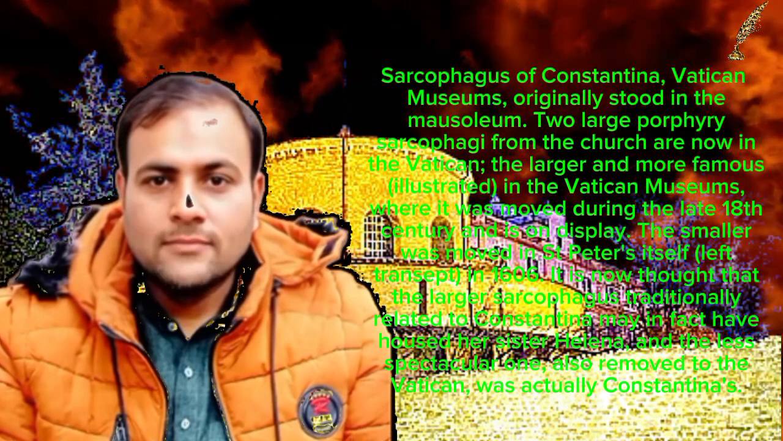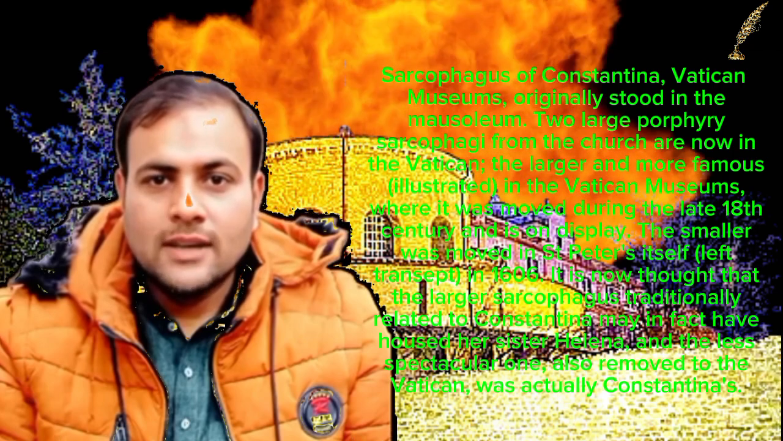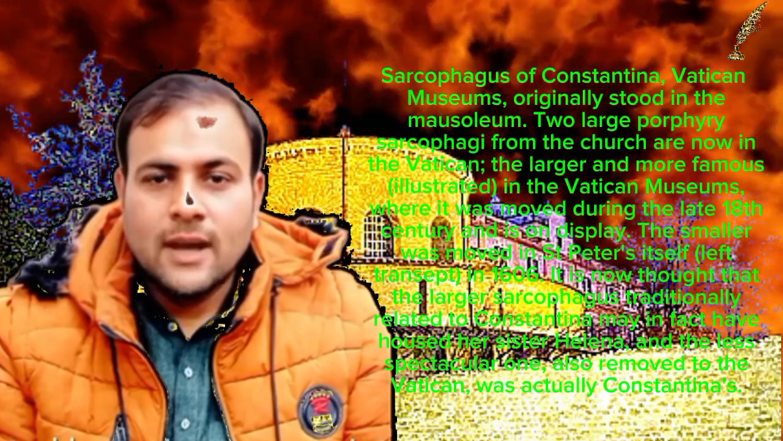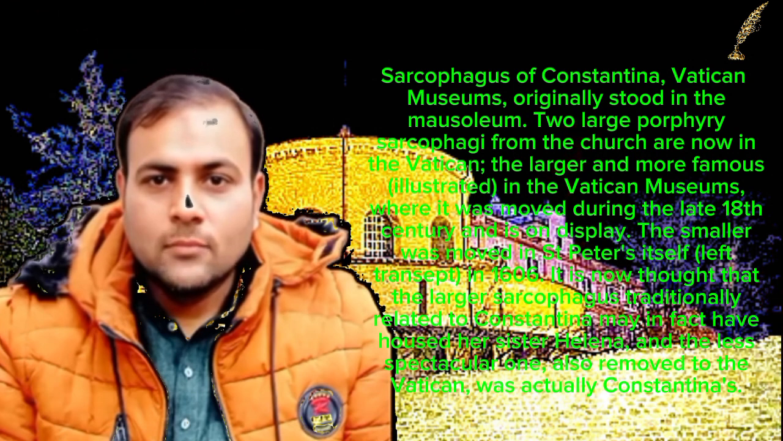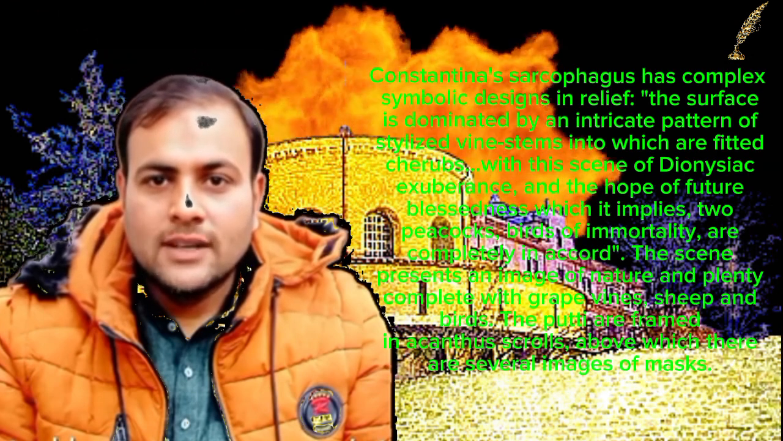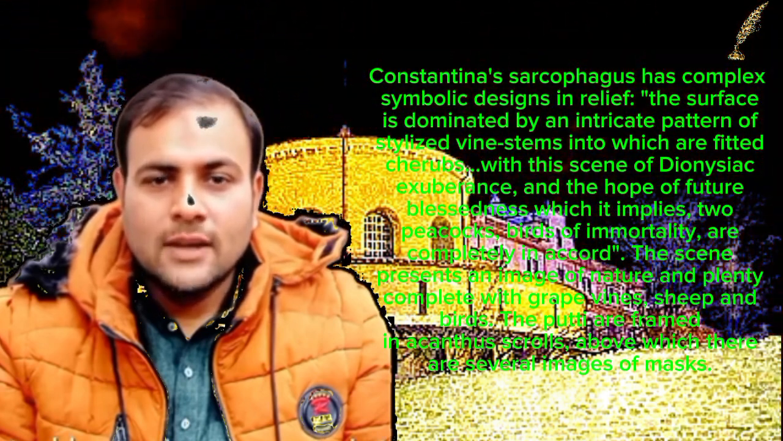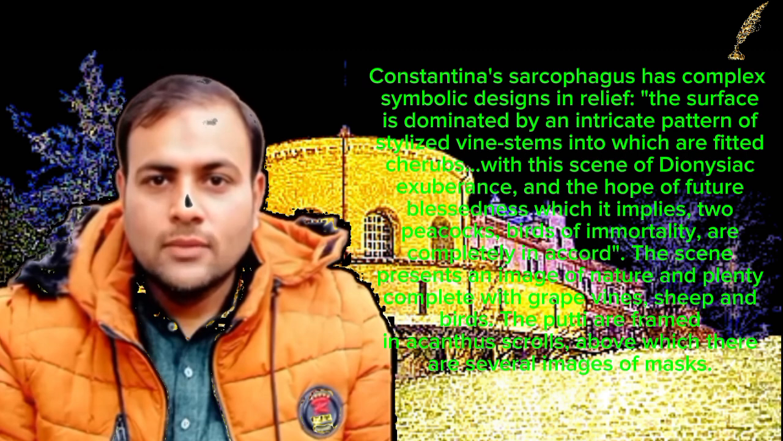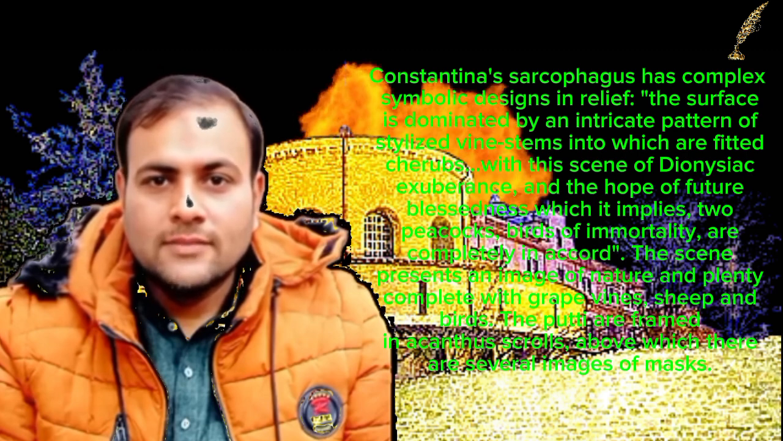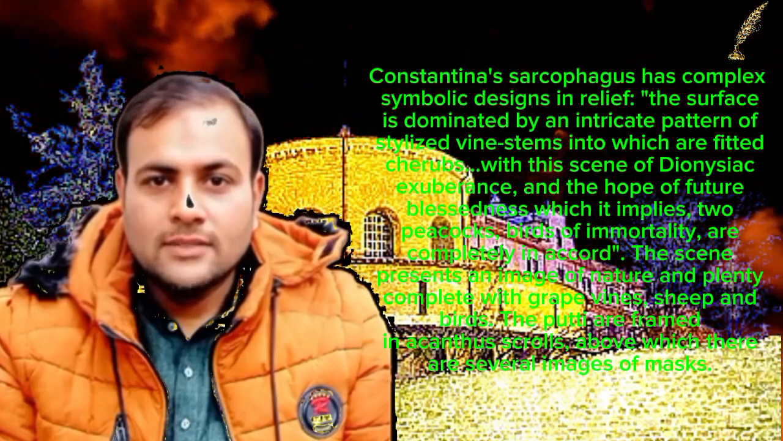It is now thought that the larger sarcophagus traditionally related to Constantina may in fact have housed her sister Helena, and the less spectacular one, also removed to the Vatican, was actually Constantina's. Constantina's sarcophagus has complex symbolic designs in relief. The surface is dominated by an intricate pattern of stylized vine stems into which are fitted cherubs, with this scene of Dionysiac exuberance, and the hope of future blessedness which it implies.